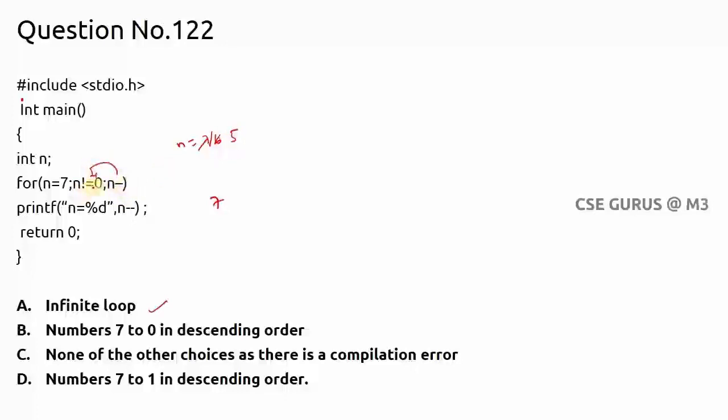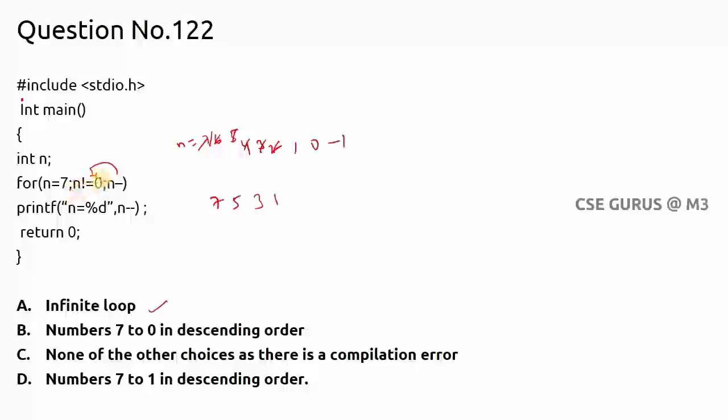Now it goes here. 5 not equal to 0? Of course, true. Again it comes here and prints 5. After printing 5, the value will be 4, and again n--, the value will be 3. So again it goes here. 3 is not equal to 0, true, so 3 will be printed. Now 3-- gives 2, and again 2-- gives 1. Now 1 is checked, 1 is not equal to 0, true, so 1 will be printed. Then 1 becomes 0, and 0-- becomes -1.